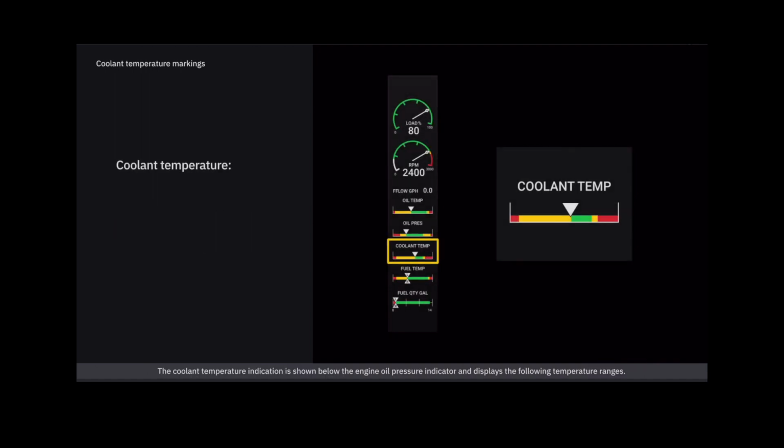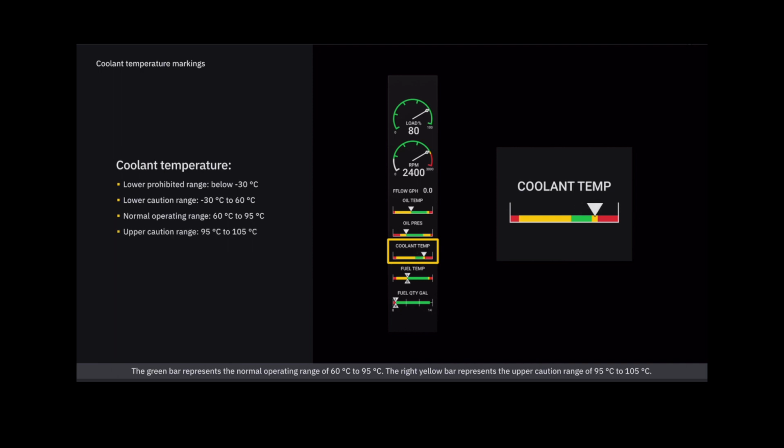The coolant temperature indication is shown below the engine oil pressure indicator and displays the following temperature ranges. The left red bar represents the lower prohibited coolant temperature range below -30 degrees Celsius. The left yellow bar represents the lower caution range of -30 degrees Celsius to 60 degrees Celsius. The green bar represents the normal operating range of 60 degrees Celsius to 95 degrees Celsius. The right yellow bar represents the upper caution range of 95 degrees Celsius to 105 degrees Celsius. The right red bar represents the upper prohibited range above 105 degrees Celsius.